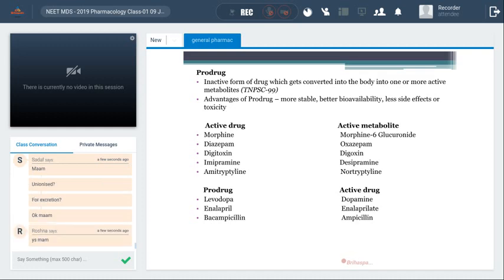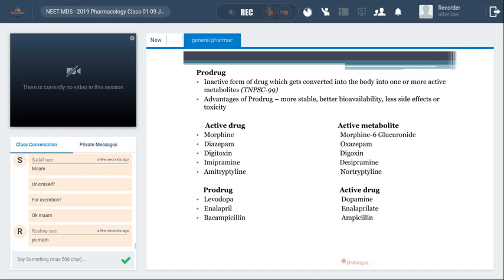Okay, then I just mentioned to you about prodrug. I told you prodrug can be converted to an active drug. Now, what is exactly a prodrug? Prodrug is actually an inactive form of a drug which gets converted to active form in the body. Okay, so what are the advantages of prodrug? Why do we give this prodrug?